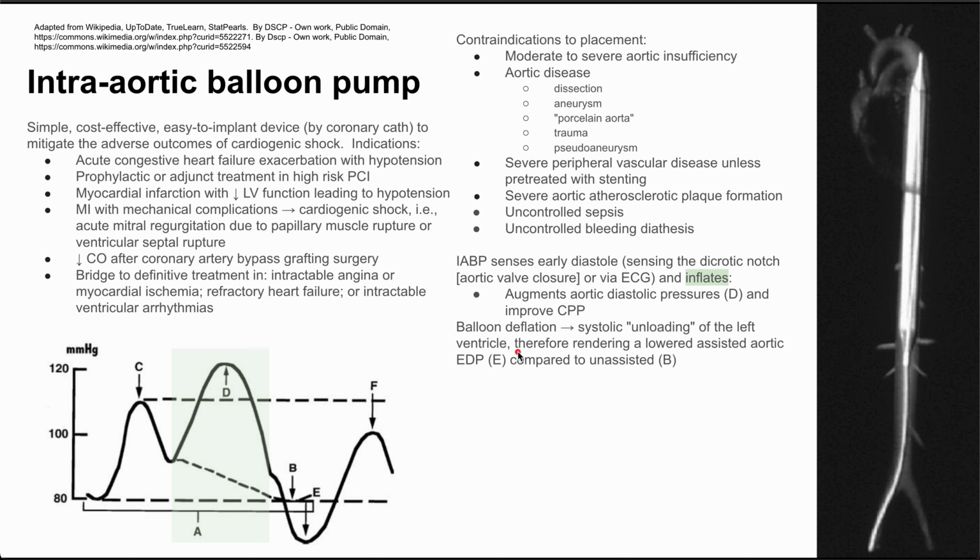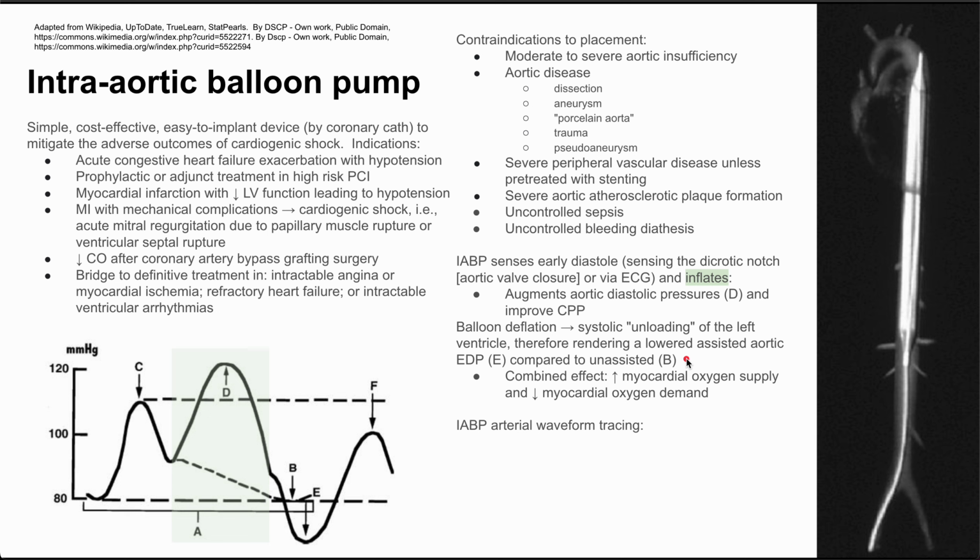So it deflates during systole to create a negative pressure and renders a lowered systolic aortic and diastolic pressure compared to an unassisted aorta. This combined effect leads to increased myocardial oxygen supply and decreased myocardial oxygen demand. So it augments diastolic pressure, and then the negative pressure during deflation augments the systole.